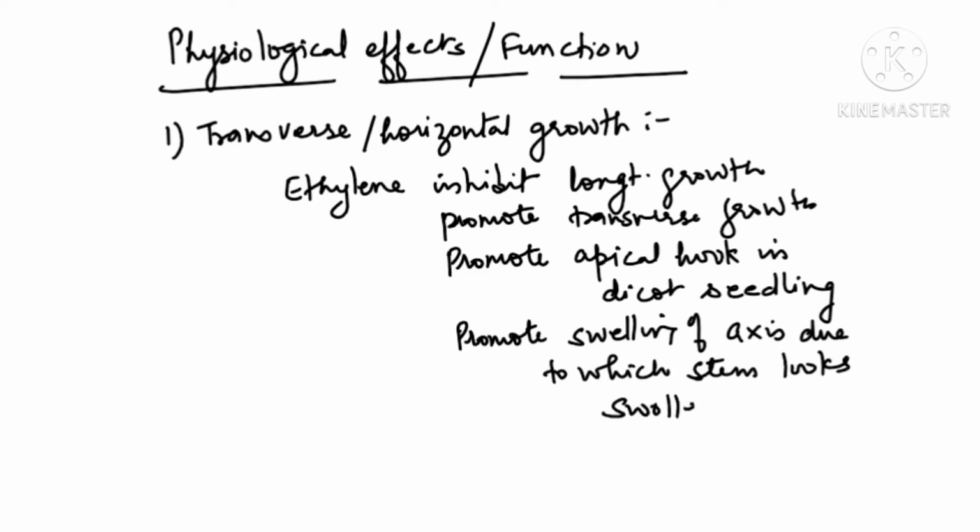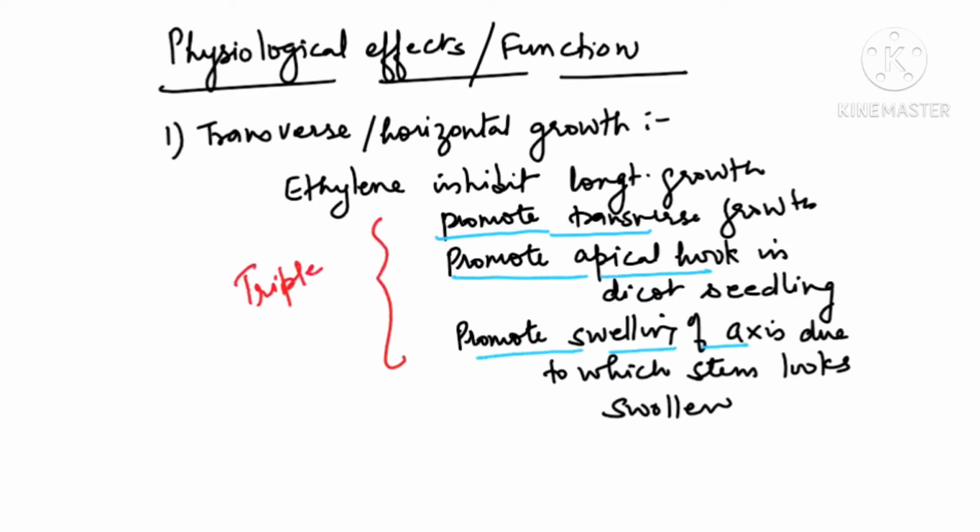So actually three responses are there. First response, it promotes transverse growth. Second response, apical hook in dicot seedling. And third response is swelling of axis. So it is also known as the triple response of ethylene. Triple response, please, very important, which is going to be a bioassay for ethylene.